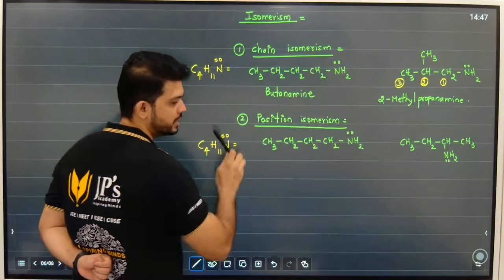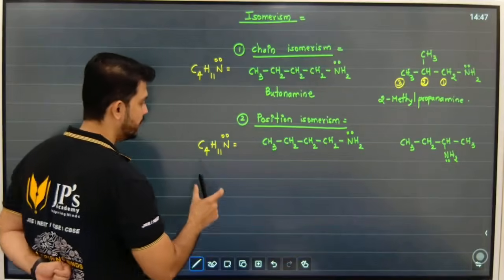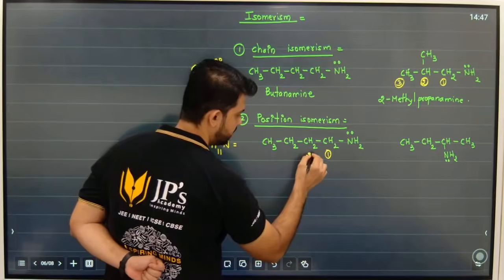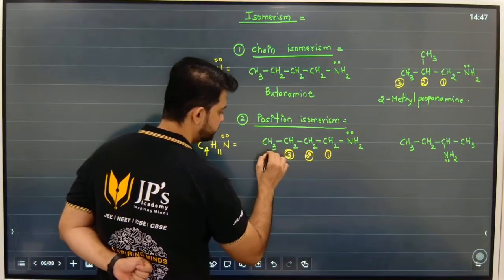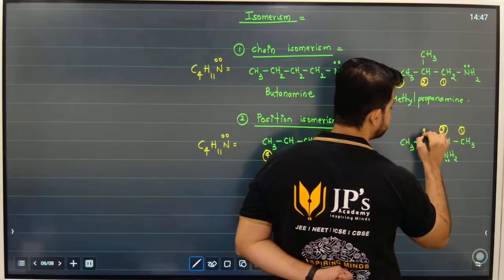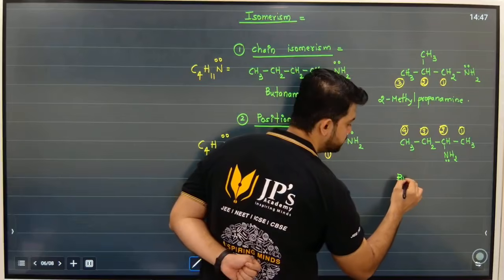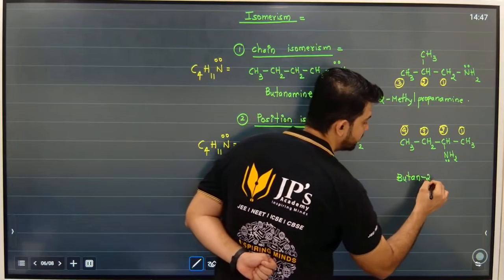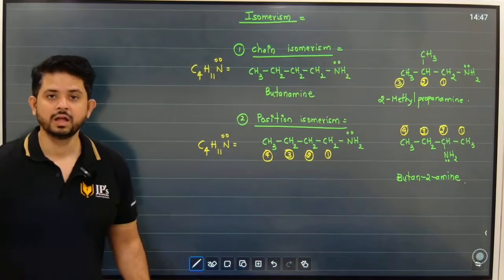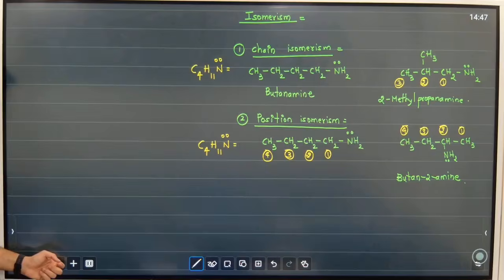Next we have position isomerism. As the name suggests, the position of the functional group differs. So here, what is the position of the functional group? On the first carbon, so butanamine, and over here students, the position of the functional group is on the second carbon, so we call this butan-2-amine. I hope students everyone got chain isomerism and position isomerism.